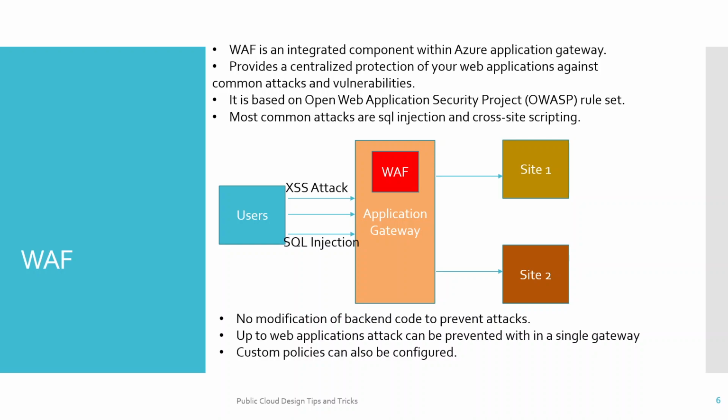Now, attacks on up to 40 web applications can be prevented within a single gateway. There is a little typo in the slide here, but it is up to 40 web applications, and that is the Microsoft data. Also, you can write your own custom policy within WAF, so you can configure that based on your own requirements. So that is all about WAF.